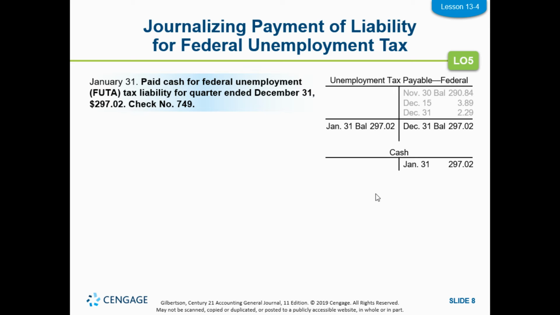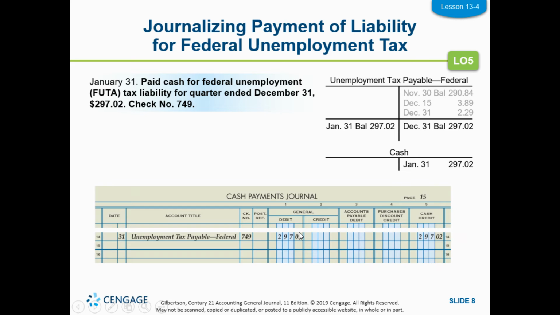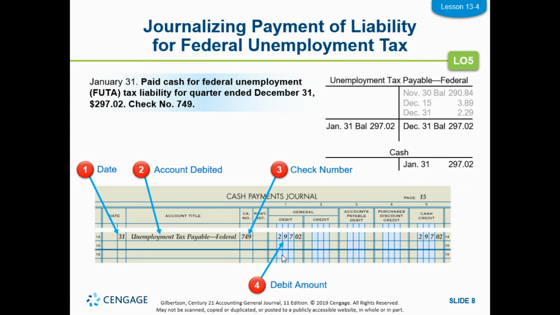Pretty basic stuff. Once again, through EFTPS, through an electronic funds transfer. And we're going to journalize that like this. This would be January 31. There's our debit account, unemployment tax payable federal, check number, again, date, account debited, check number, debit amount, cash credit amount. Okay. Just zeroing out the liability, paying what we owe. We've already recorded the expense when we had the payroll. We've built up that liability over time. Now it's time to zero it out.